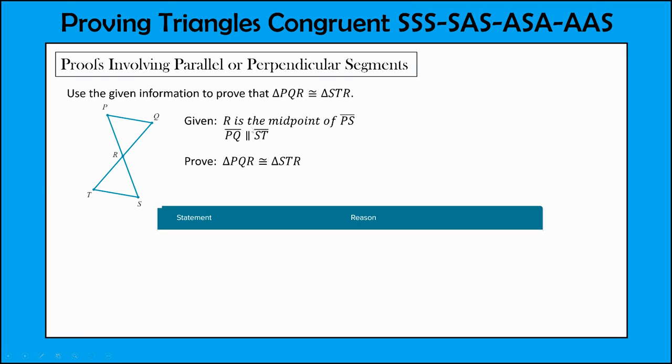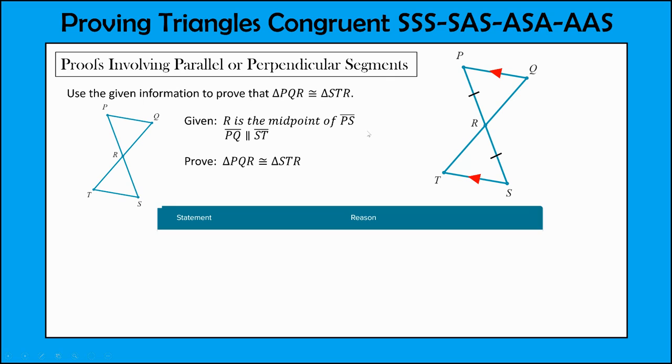All right, again, they tell us R is a midpoint of PS. They tell us that two lines are parallel, and we're trying to prove the two triangles are congruent. So let me bring it over here and enter in information. Now it says R is the midpoint of PS. That means P to R, R to S, same length. And that's all I get. I can't make any other conclusion. That's the direct conclusion based on this.